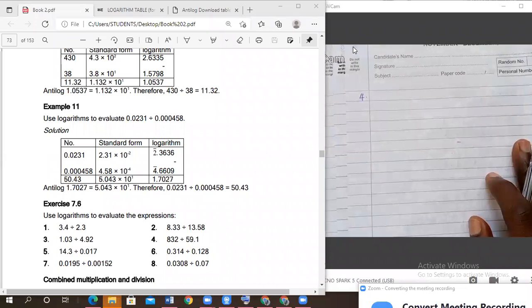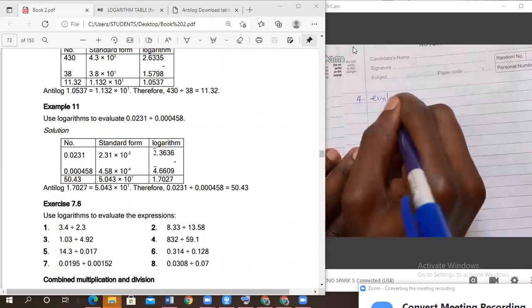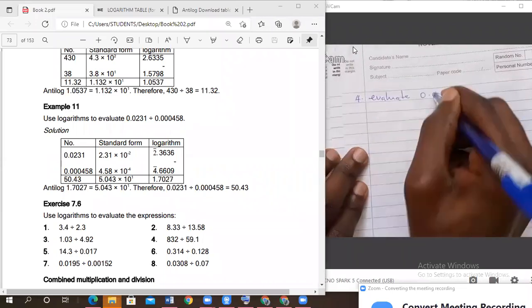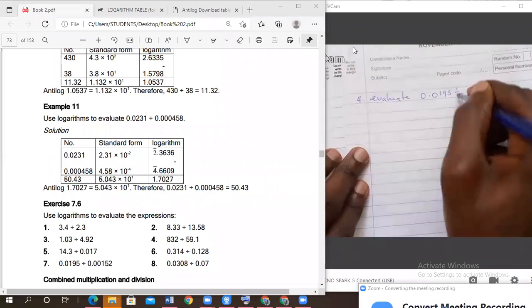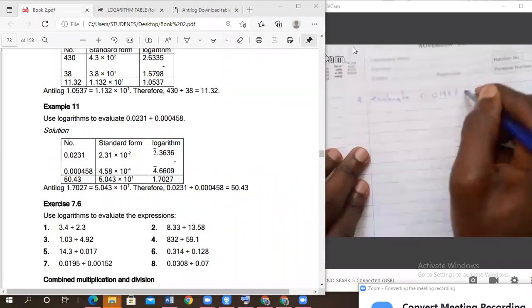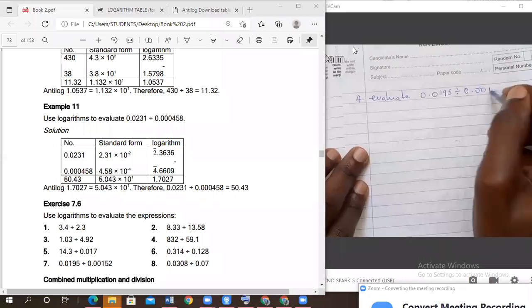Which number should we do? Let's look at number 7. The question is evaluate 0.0195 divided by 0.00152.